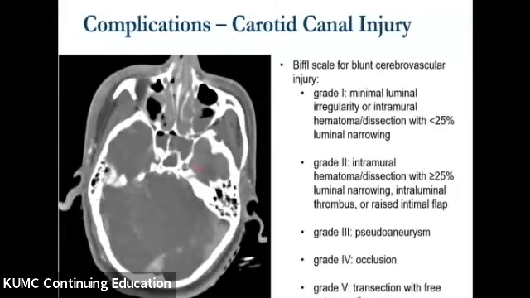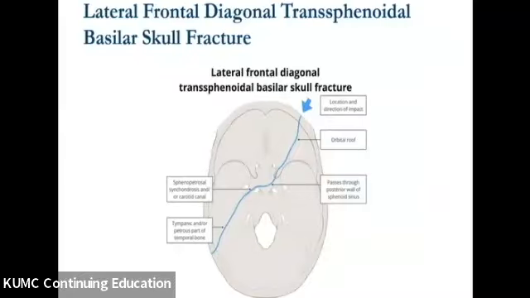Carotid canal injury. Here's a left carotid canal injury: decreased caliber, irregularity, opacification of the left carotid canal. At our institution, we use the Biffle scale for blunt cerebrovascular injury. Grade 1 would be the most mild, with less than 25% luminal narrowing, all the way up to grade 5, which is the most severe, transection with free extravasation. Unfortunately, a lot of those patients probably don't make it to the hospital. And just to remind people that this does exit the contralateral temporal bone.